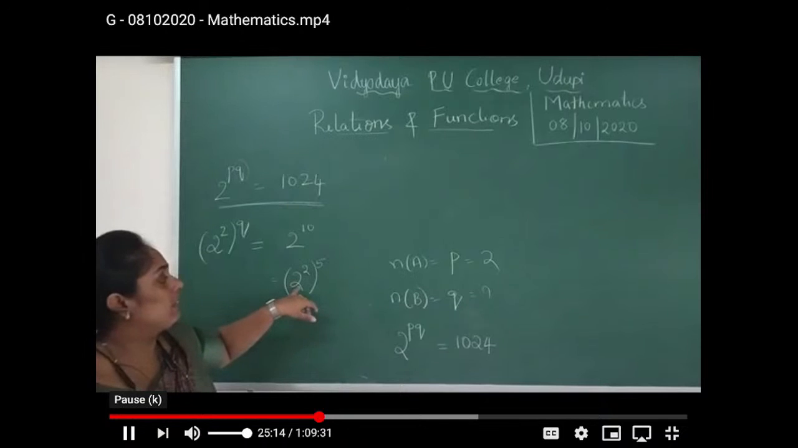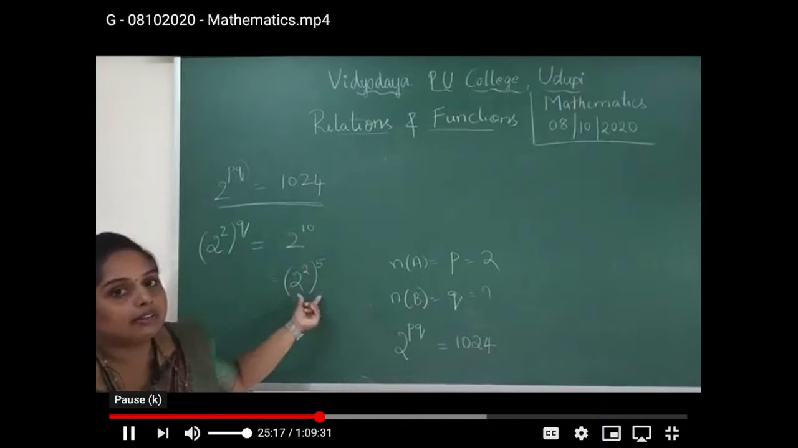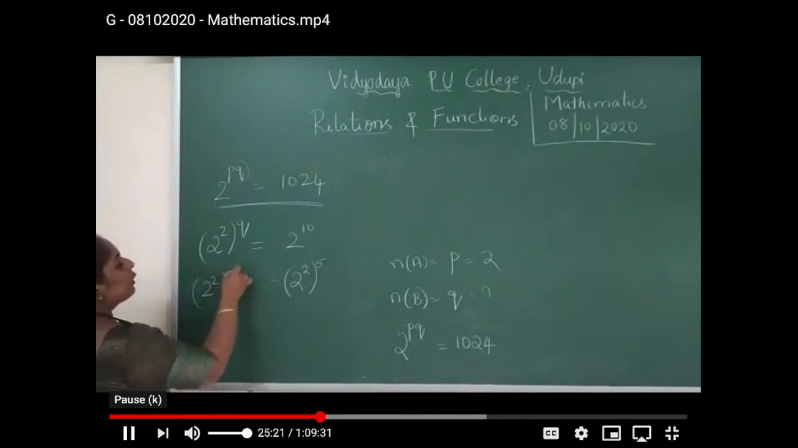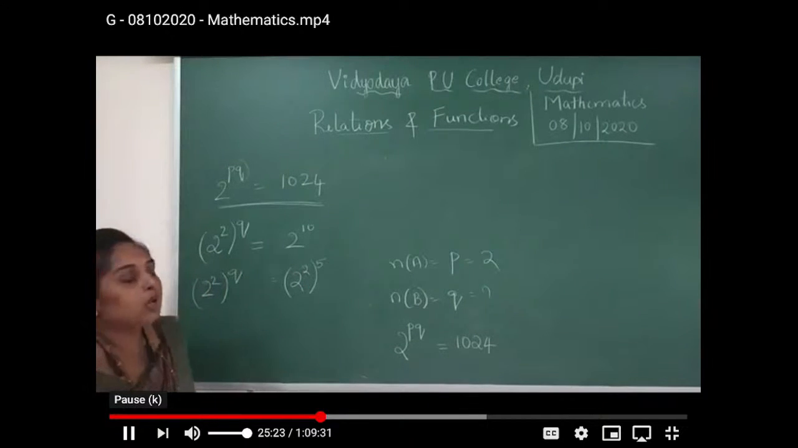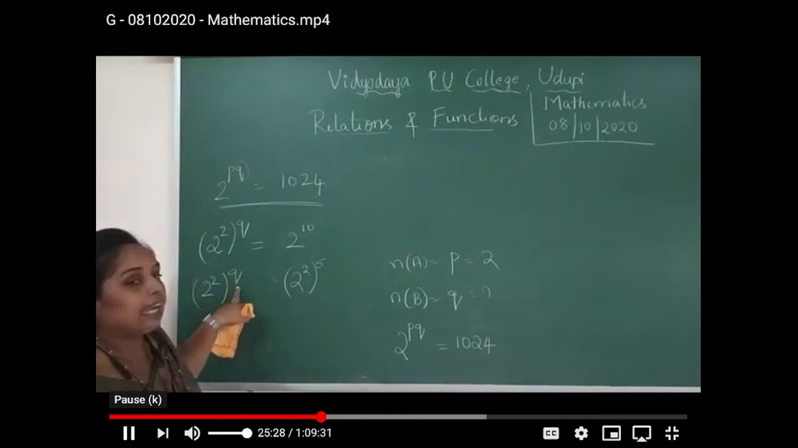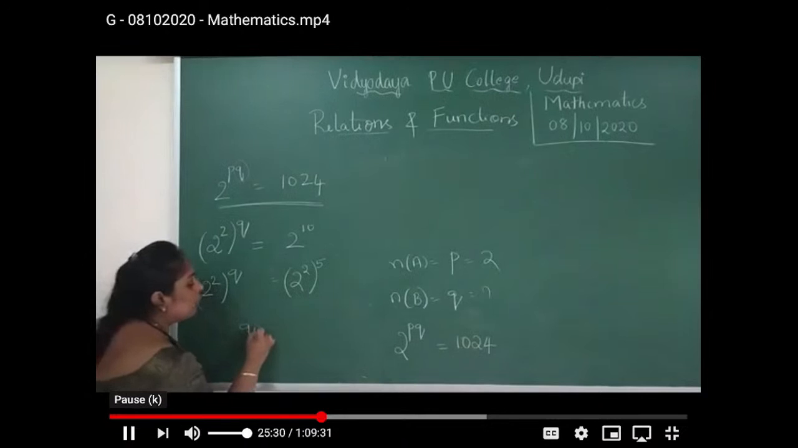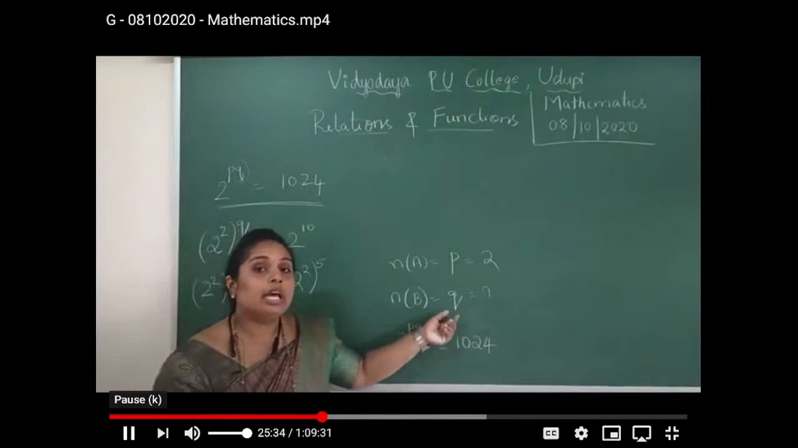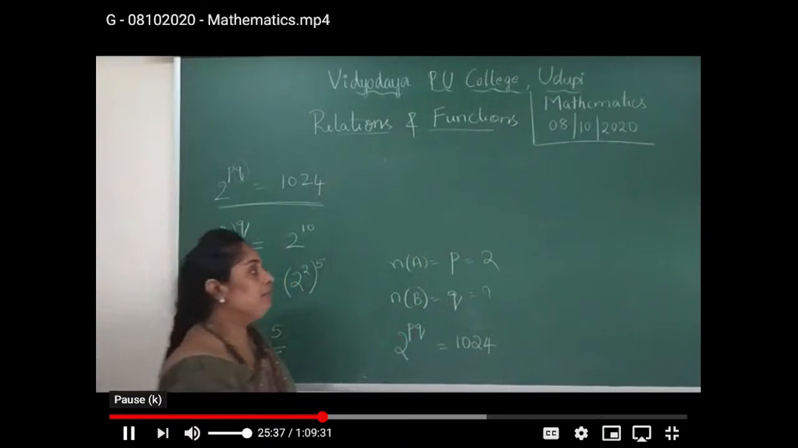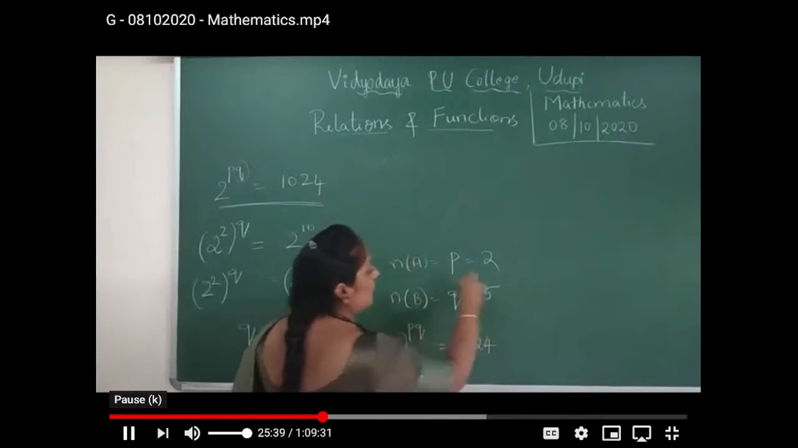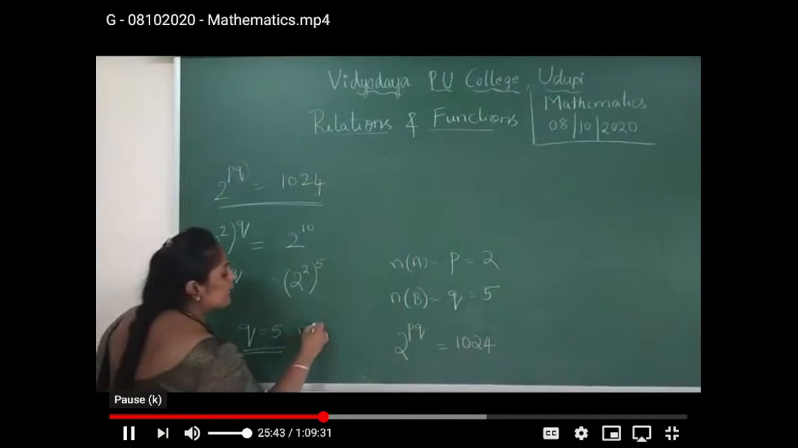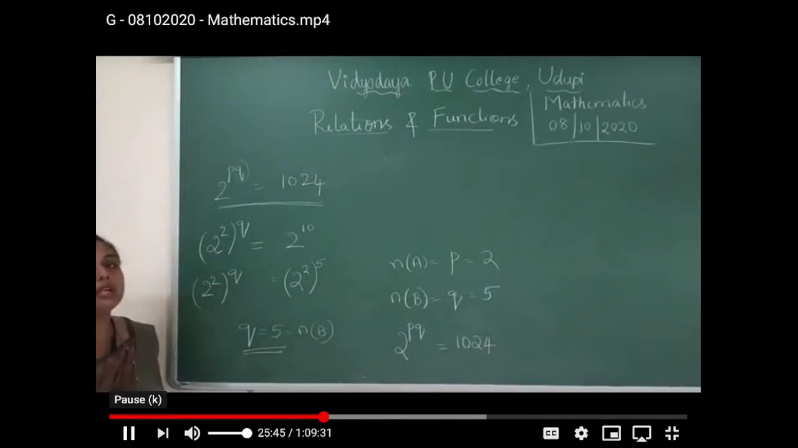I can even write A power m to the power n. I can write like that. Okay. And this is 2 square to the power q. When comparing both left hand side and right hand side, can I tell the value of q? That q is the number of elements in set B, and that is 5. Okay, so the number of elements in set B is 5.